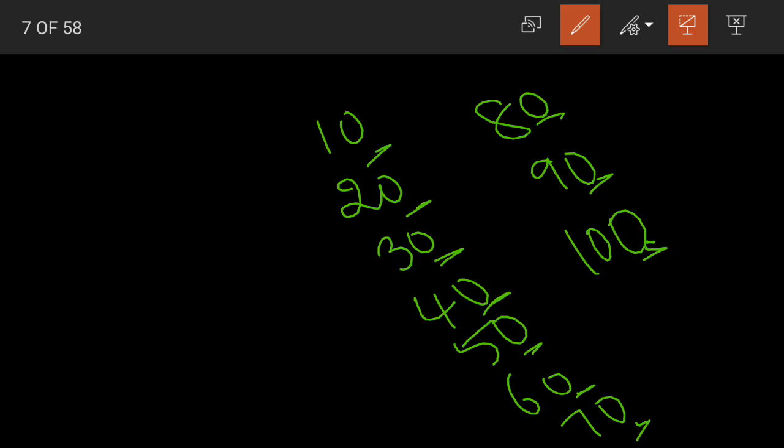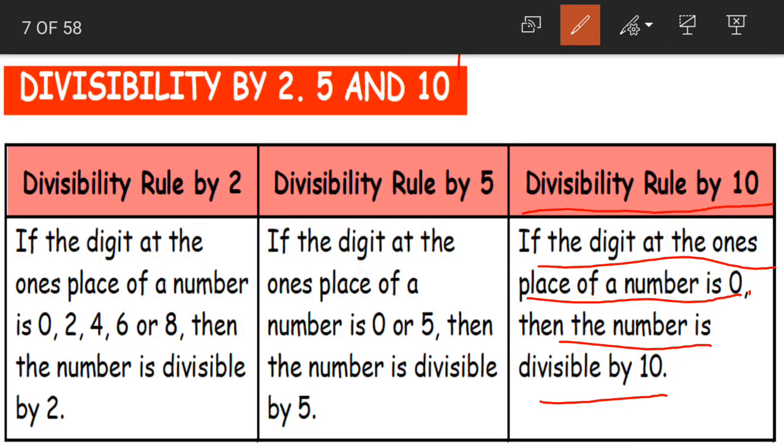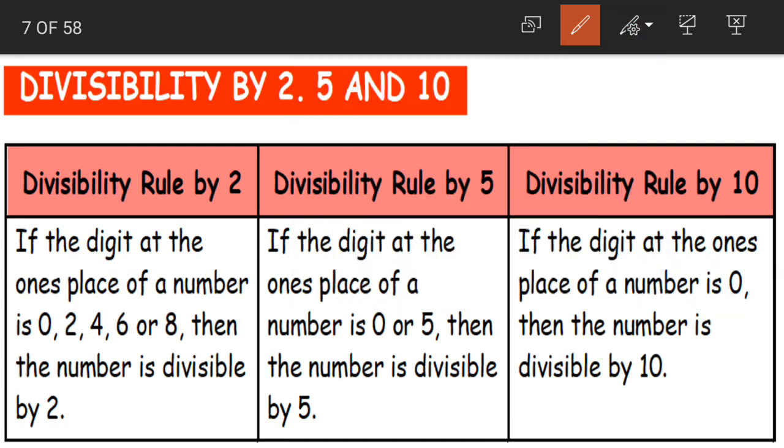So for a number to be divisible by 10, it should have which number at the ones place? 0. Again, if you don't remember this, what digit should we have at the ones place? Then simply write the 10 table as shown, and you can easily understand that 0 should be at the ones place. So if the digit at the ones place of a number is 0, then the number is divisible by 10. Understanding, children?